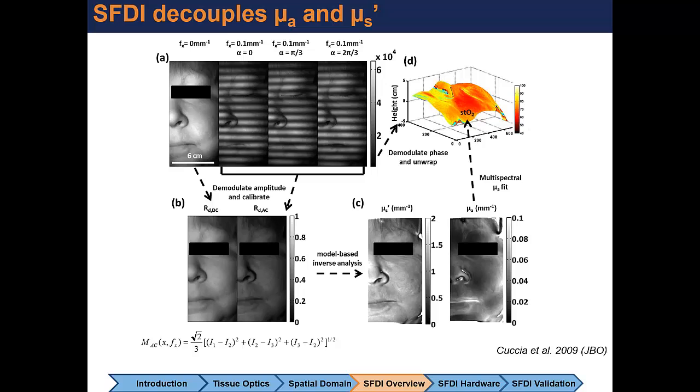Here's a DC image. Here are 3 AC waves that have the same spatial frequency but are separated in phase. We demodulate the amplitude of these 3. We propagate the DC, and then with at least 2 spatial frequencies at every pixel, we can fit that to get a measurement at every pixel of absorption and scattering. And we can render that in 3D as well.